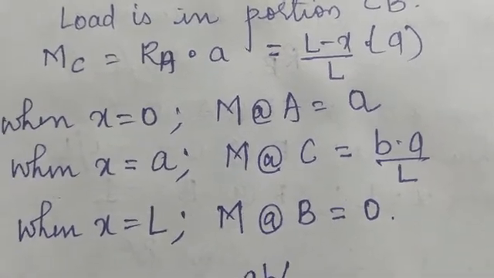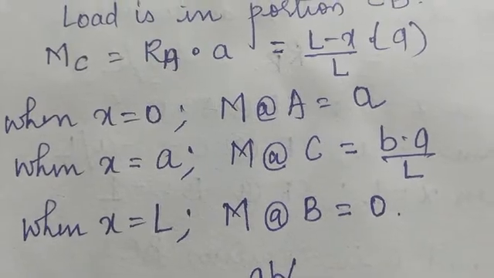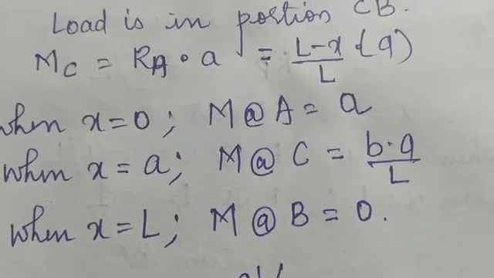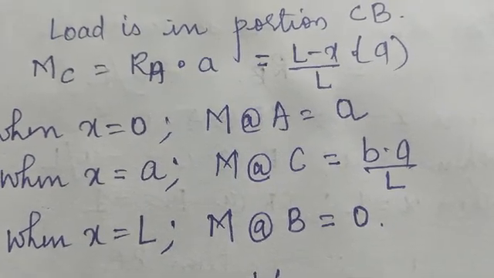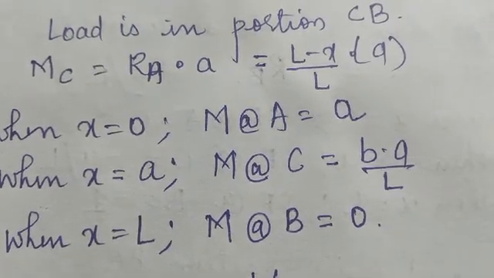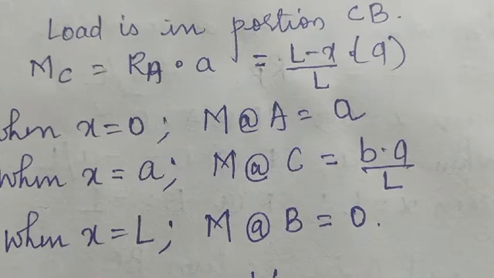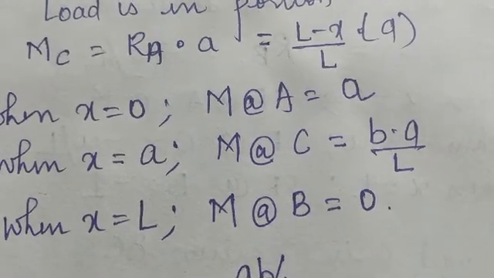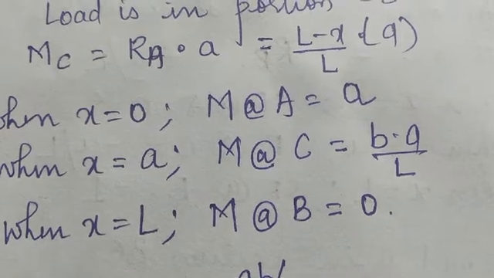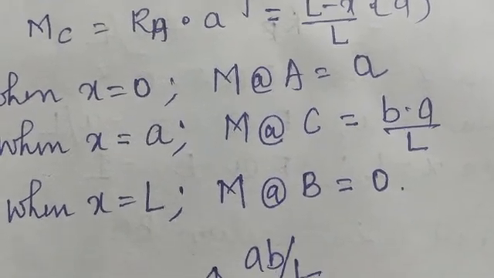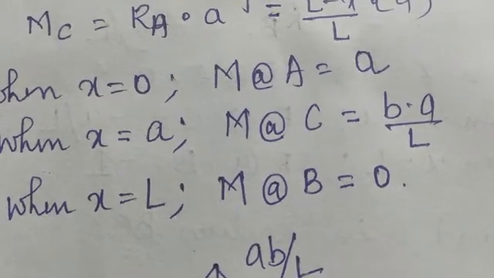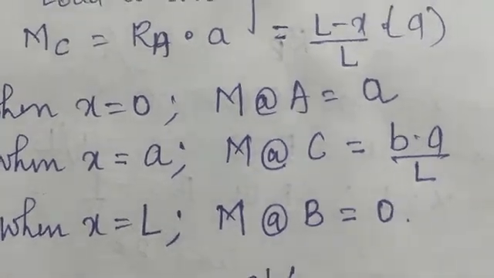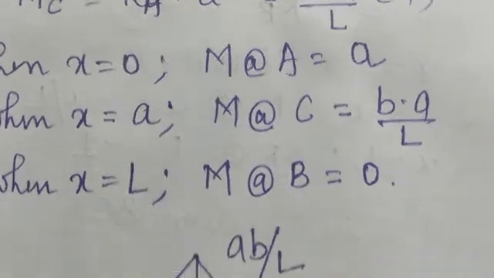Now substitute the values of X, that is 0, A and L. So at A, X is equal to 0, you will get L divided by L into A, that is nothing but A. When X is equal to A, you will get B into A, that is nothing but AB divided by L. And when X is equal to L, you will get moment as 0. So now let us draw the influence line diagram for these values.